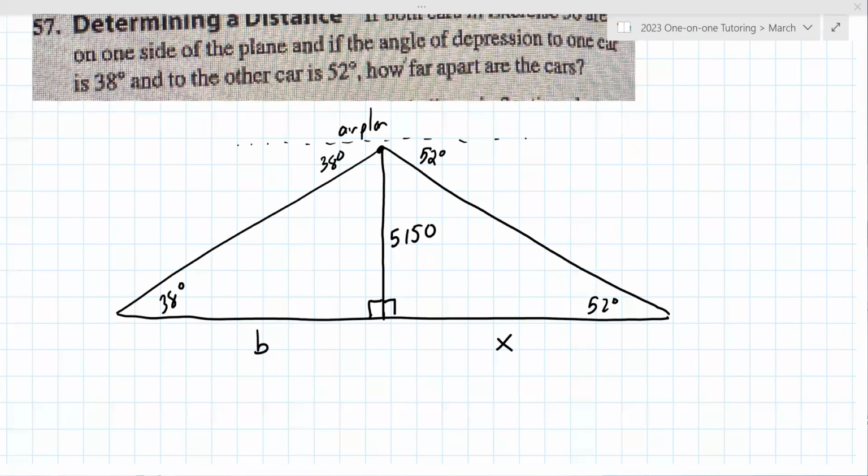So cosine of 38. You're not going to use cosine. Cosine would be true if you wanted to find the adjacent and you had the hypotenuse. You have the opposite and the adjacent. Okay, so then it would be tangent. Yes.